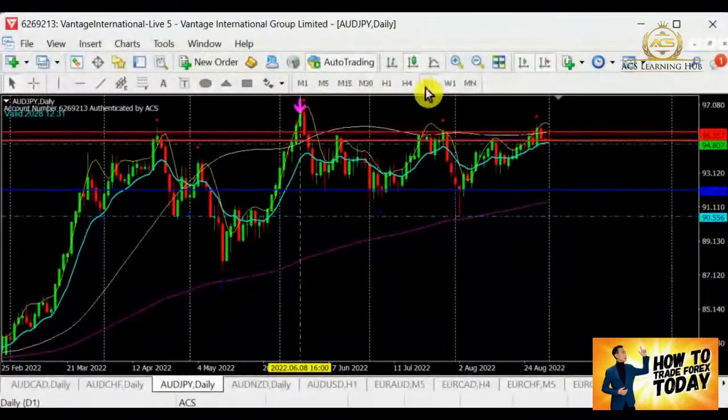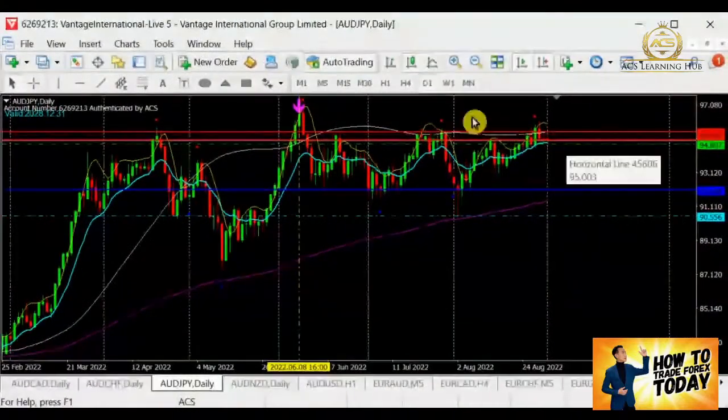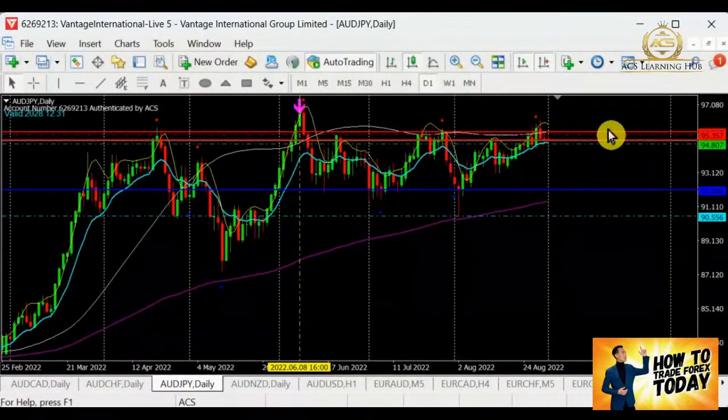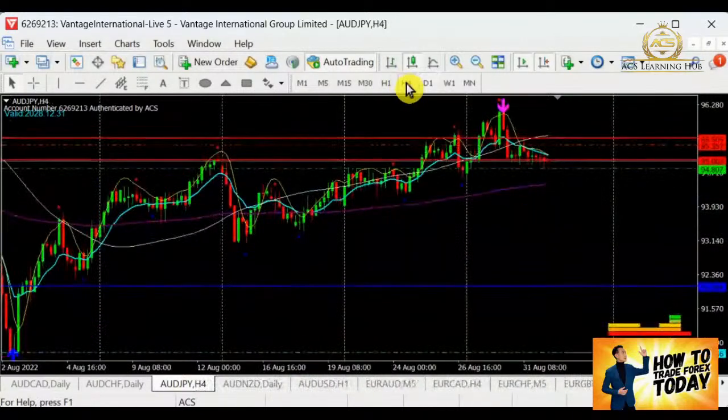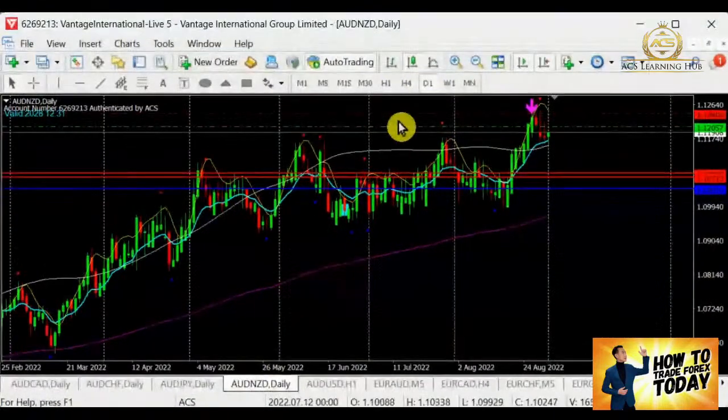Then Aussie yen. We have tested into the bear zone for a few days, and now it seems like there is some turning down. Are we going to start selling immediately with this area here? Tentatively, I still want to observe further before I take an action. So I'm going to skip that also.